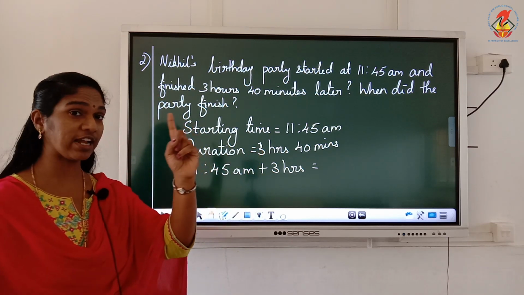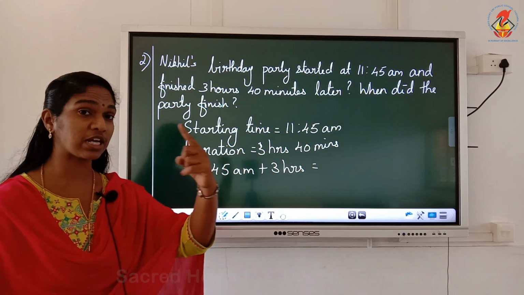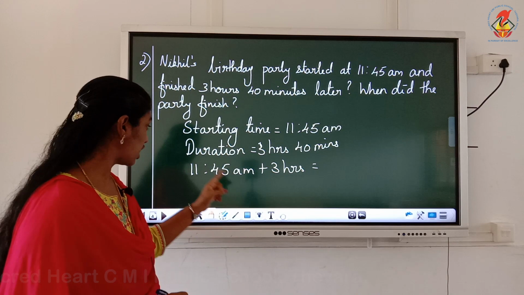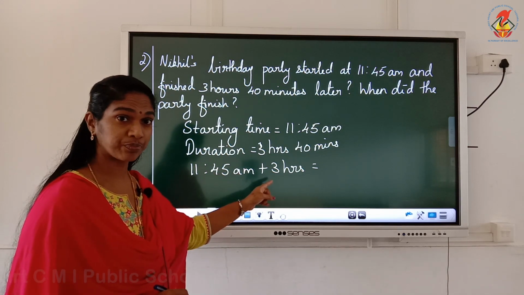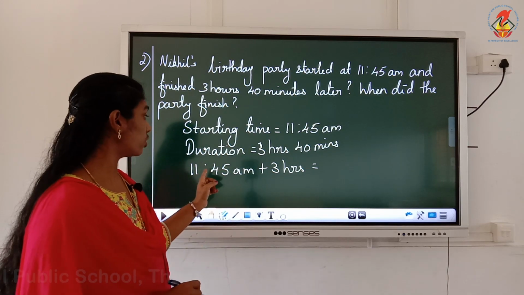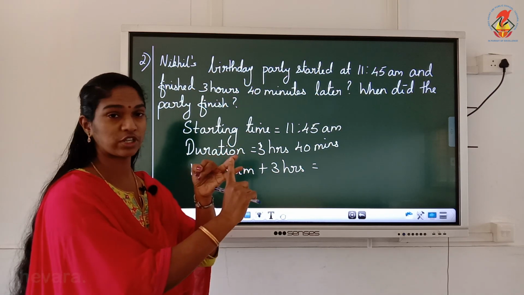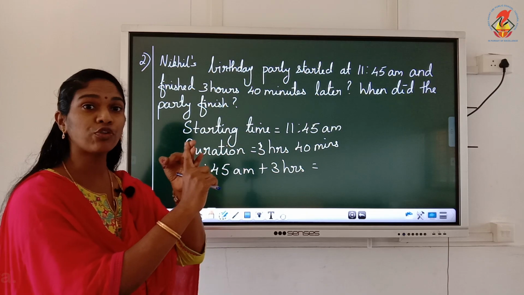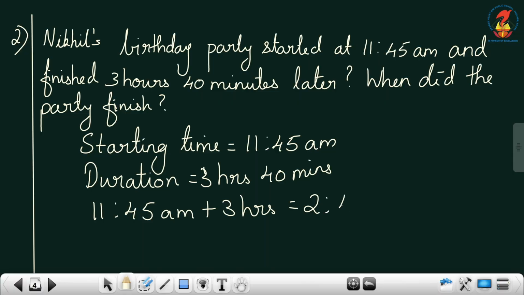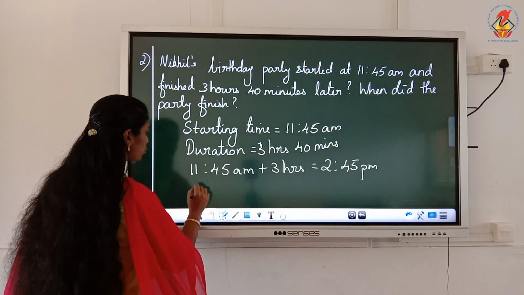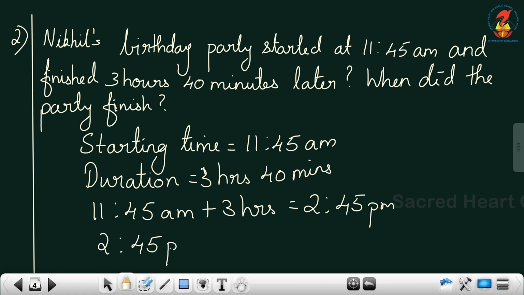When the hour hand crosses 12, a.m. becomes p.m., p.m. becomes a.m. Here the hour hand is crossing, right? After 11 it is becoming 12. So, it is crossing 12 now. So, count 12:45 p.m., 1:45 p.m., 2:45 p.m. Okay. Now, I have to add 40 minutes also. So 2:45 p.m. plus 40 minutes.